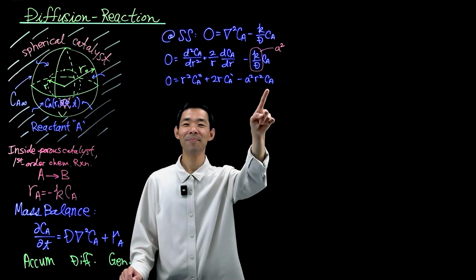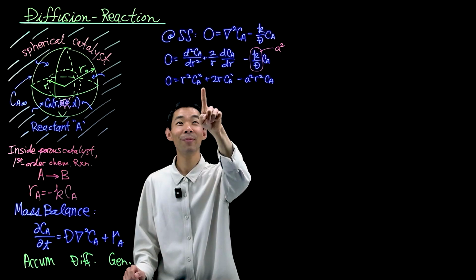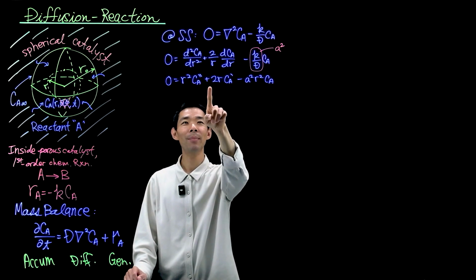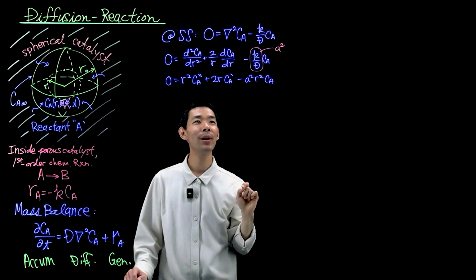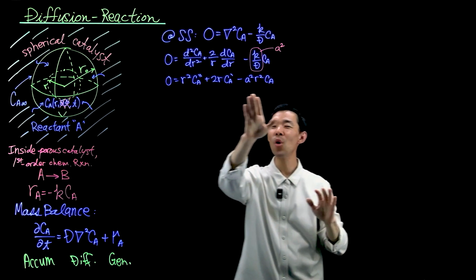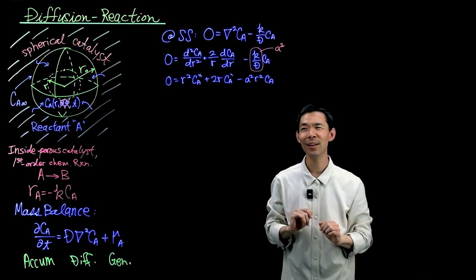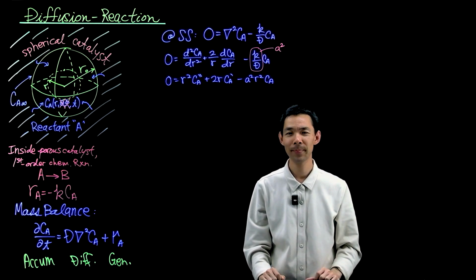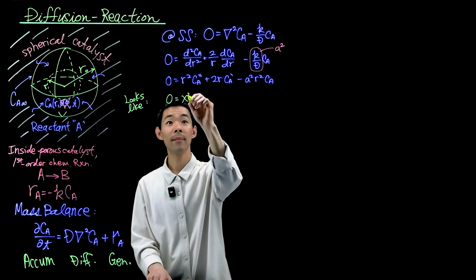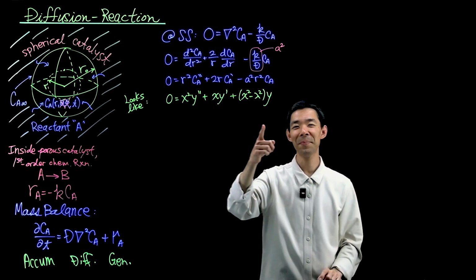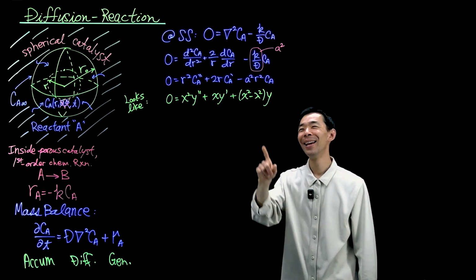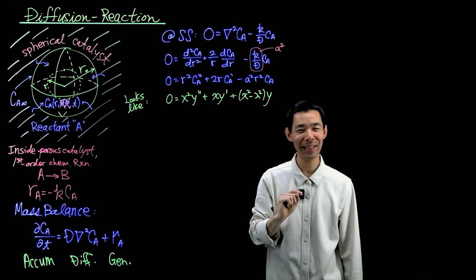It looks something like this. I'm now using the shorthand notation where I'm putting primes instead of the derivative. And therefore, we have r squared Ca double prime plus 2r Ca prime minus a squared r squared Ca. Okay, so have you seen an ODE that looks something like this that we've learned throughout the course? It kind of looks like this one. This equation right here. This one I'm hoping you've seen before in this class. This is the Bessel's ODE.